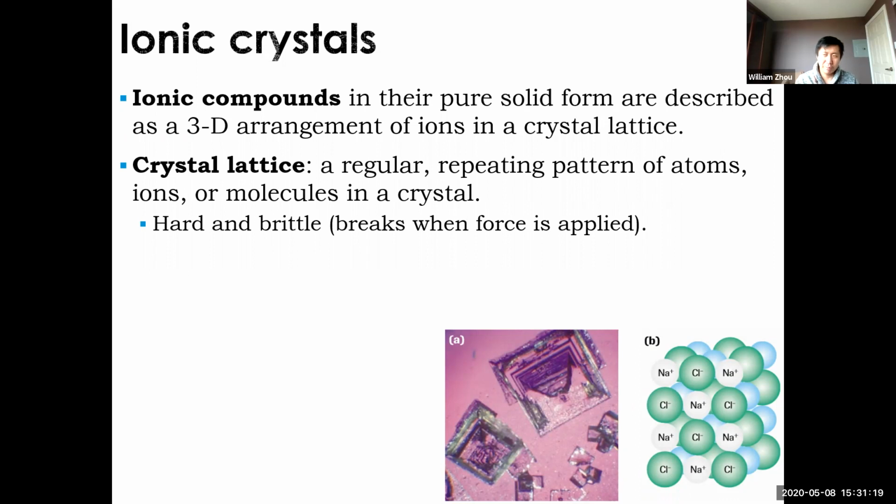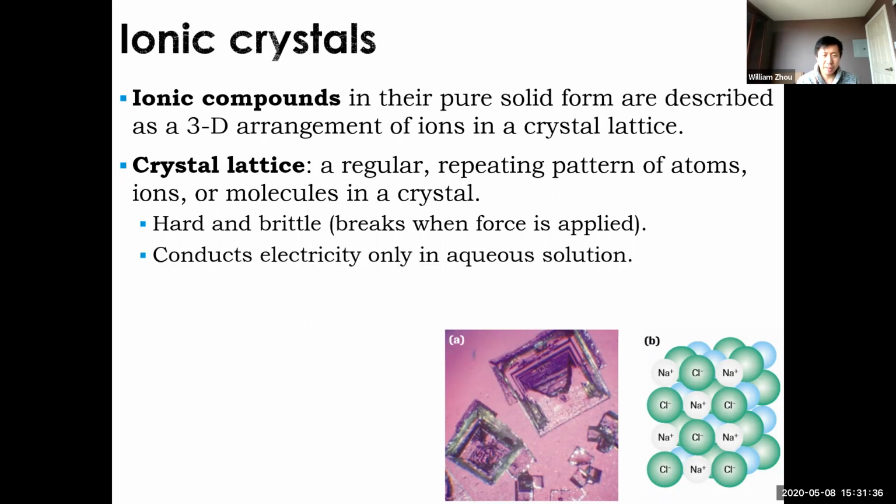Some properties of ionic compounds: they're all hard and brittle. Hard meaning that you press down, it doesn't really change shape. Brittle means you crack it with a hammer, it breaks. Okay, these two are not exclusive to each other. You can be hard and brittle. Just because they're hard doesn't mean you won't break.